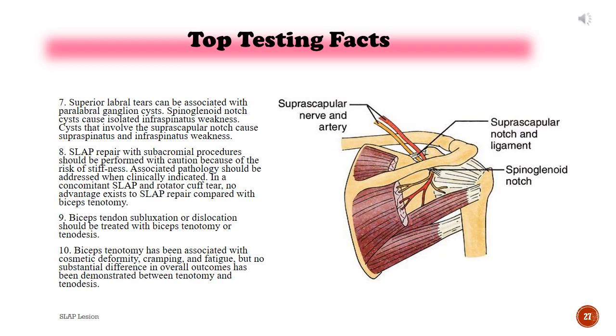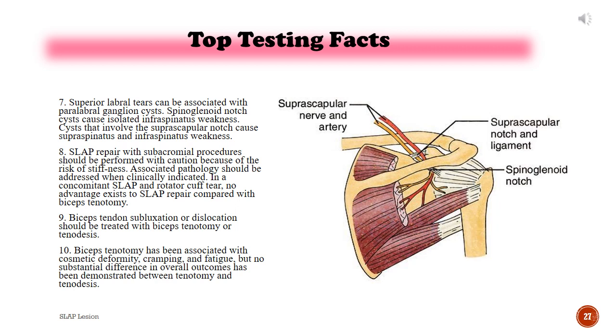Top testing facts. 7. Superior labral tears can be associated with paralabral ganglion cysts. Spinoglenoid notch cysts cause isolated infraspinatus weakness. Cysts that involve the suprascapular notch cause supraspinatus and infraspinatus weakness. 8. SLAP repair with subacromial procedures should be performed with caution because of the risk of stiffness. Associated pathology should be addressed when clinically indicated. In a concomitant SLAP and rotator cuff tear, no advantage exists to SLAP repair compared with biceps tenotomy.